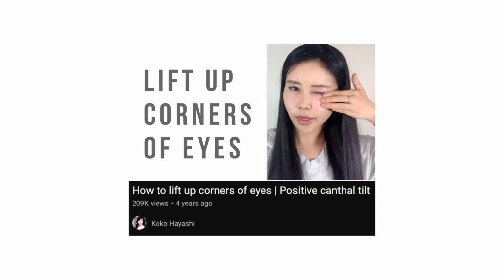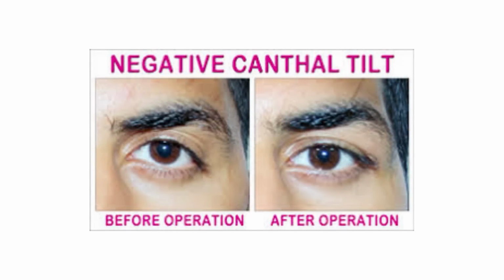Simply place your index finger on the outer corners of your eyes and apply gentle upward pressure while squinting. It's easy and harmless. Plus, this lady has 214,000 subscribers for a reason, so there must be something to it. We all know that nothing beats surgery, but sometimes small measures can make a difference. Canthal tilt correction surgery is a cosmetic procedure that can help to improve negative canthal tilt. There are several different techniques that can be used for canthal tilt correction, depending on the specific needs of the patient.